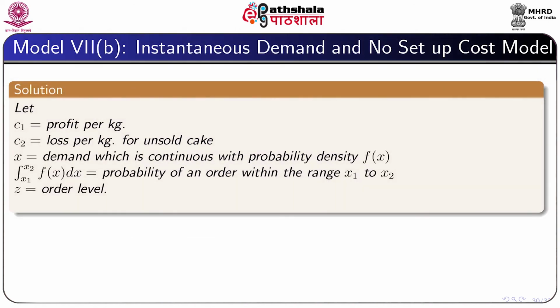To solve this problem, we assume that C1 is the profit per kg and C2 is the loss per kg for unsold cake, and x is the demand, which is continuous with probability density function f(x). Integration x1 to x2 f(x) dx is equal to the probability of an order within the range x1 to x2, and we assume z as the order level.